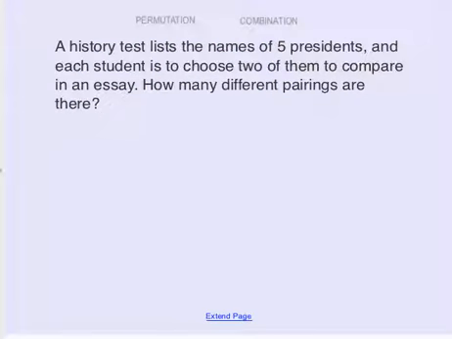Let's try this again. A history test. List the name of 5 presidents. And each student is to choose 2 of them to compare in an essay. How many different pairings are there? So I look at that. Does it say males have to go with females? Alright, there's no female presidents yet. That one doesn't work. Does it say anything about last name combinations? I'm going to go with combination again. So they want to know A and B, B and A. Okay, that was the combination that we started with.